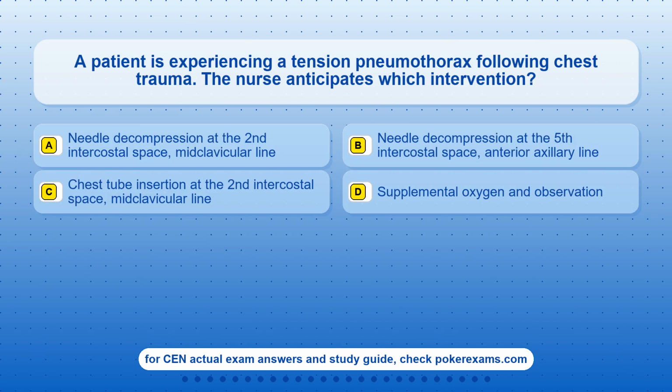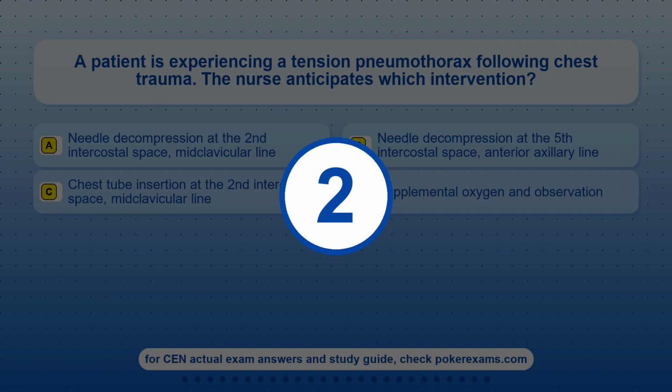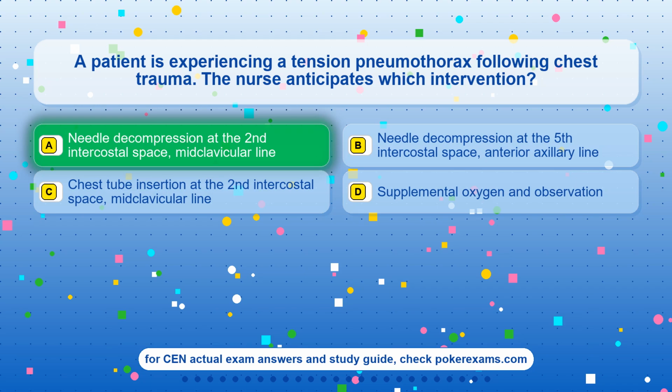Question 22. A patient is experiencing a tension pneumothorax following chest trauma. The nurse anticipates which intervention? Option A, needle decompression at the second intercostal space, midclavicular line. Option B, needle decompression at the fifth intercostal space, anterior axillary line. Option C, chest tube insertion at the second intercostal space, midclavicular line. Option D, supplemental oxygen and observation. The correct answer is option A, needle decompression at the second intercostal space, midclavicular line.